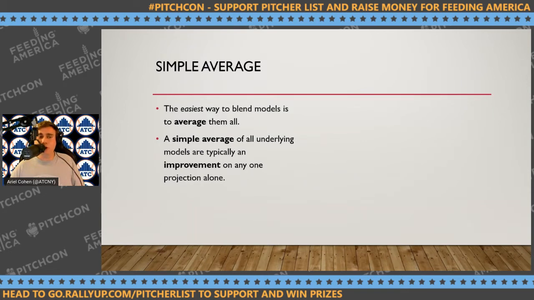One important thing to know about a simple average, it is an improvement on any one underlying. Even if you don't be smart and you just say, just take a third, a third, a third of 3 projections, that will be better in the long term over any one projection alone. Okay? Doing averages helps.